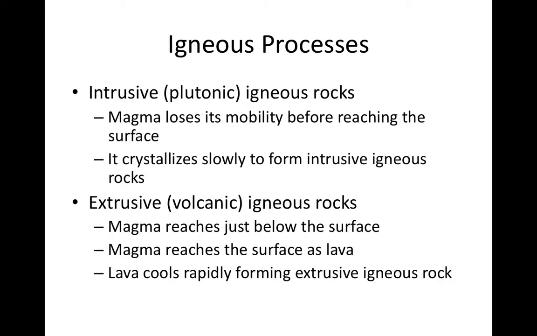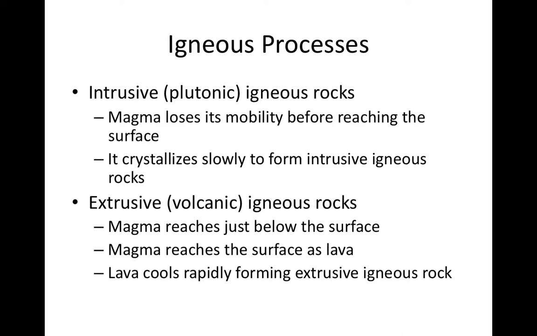So there are two ways in which igneous rocks form, and these are called igneous processes, and they form two different types of igneous rocks. The first is intrusive, also sometimes referred to as plutonic igneous rocks, and the second type is extrusive, also known as volcanic igneous rocks.